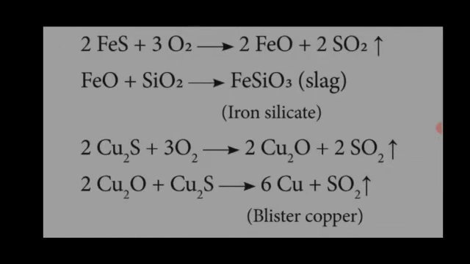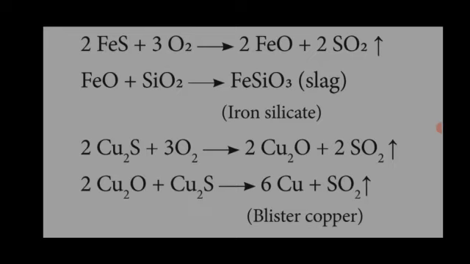What is the equation? FeS is ferrous sulphide. Ferrous sulphide reacts with oxygen to form ferrous oxide. One of the volatile impurities is removed. What volatile impurity is present? Sulphur, so SO2, sulphur dioxide gas, is removed. The ferrous oxide also reacts with silicon dioxide to form FeSiO3. This is one of the slags, iron silicate. Iron silicate is the collection of impurities.